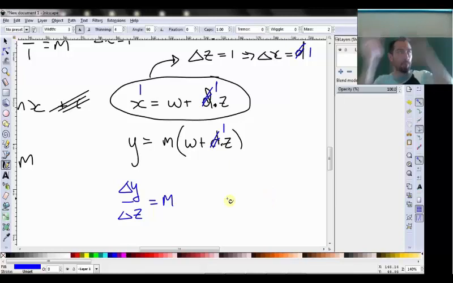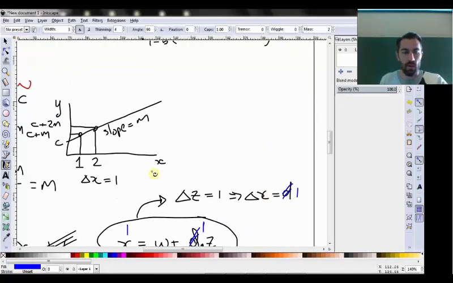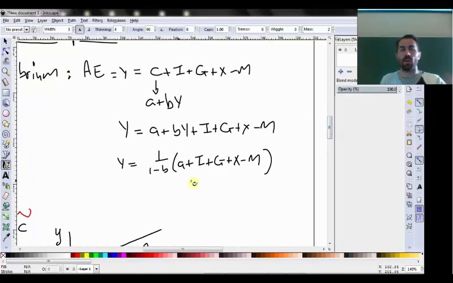Did we step through that in a way that made sense? So if I change z, I change y by m. Okay, now we're going to just, I don't know what we're going to do here. We'll see how this goes. Okay.